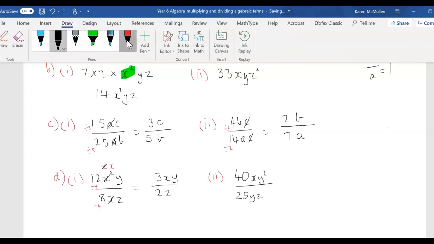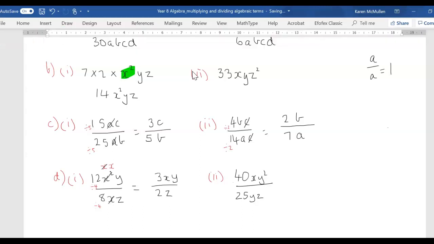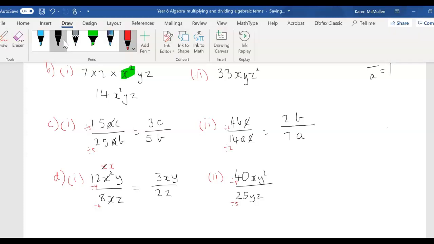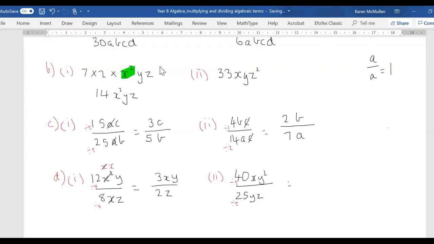All right, so looking for the highest common factor. What number goes into both 40 and 25? It's going to be 5. So we divide both by 5 just to simplify it. 40 divided by 5 is 8, and 25 divided by 5 is 5.